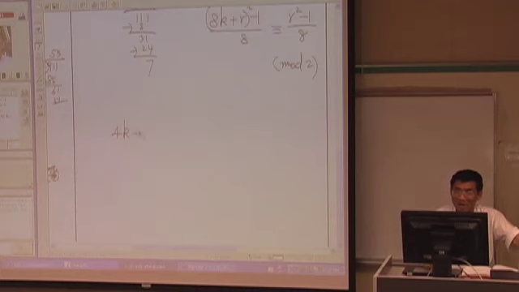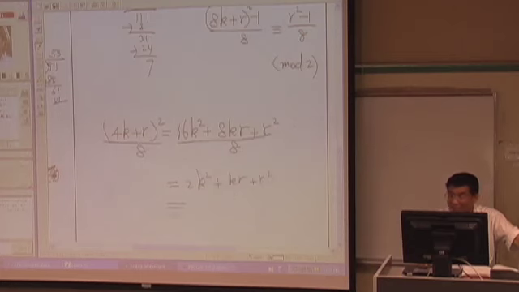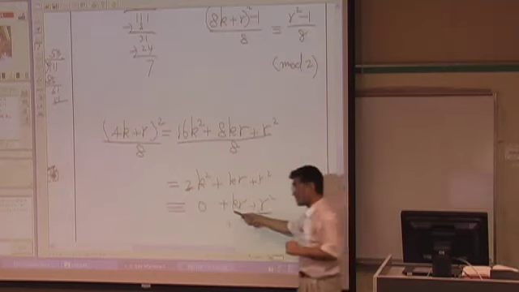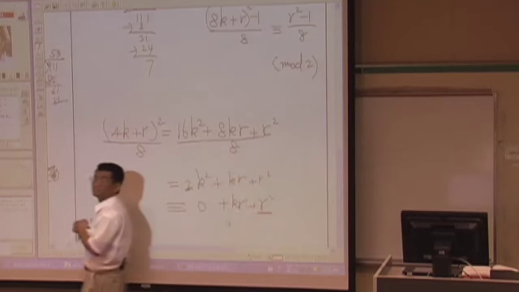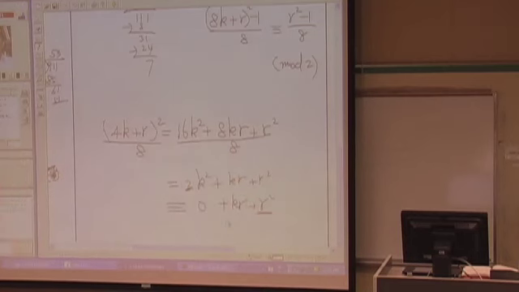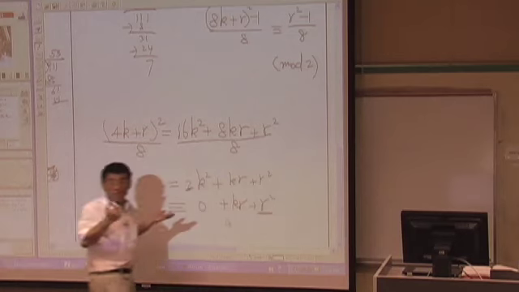4k plus r squared equals 16k squared plus 8kr plus r squared, right? So if you divide this by 8, you get 2k squared plus kr plus r squared over 8. With mod 2, this part is gone because of 2, right? But we cannot get rid of this portion. So it's not necessarily r squared. It depends on r, right? So it doesn't necessarily have that property. You kind of have to know what your number is and where you want to go, and whether you use 4k plus r. Only two cases.